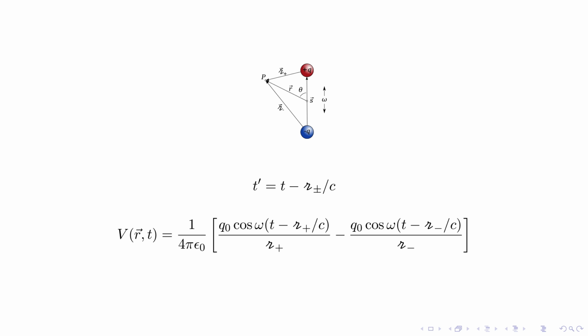At this point, we can calculate the scalar potential V. We're going to use the retarded time t prime. That's simply the time minus how long it takes for light to travel from the charges. The vectors curly r plus and curly r minus represent the distance from the top charge and the bottom charge to the point in question.